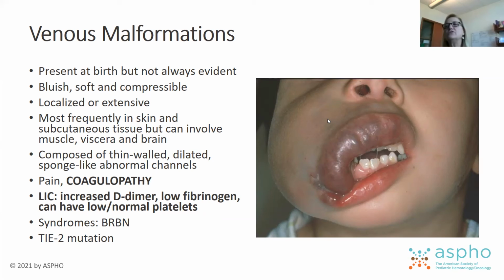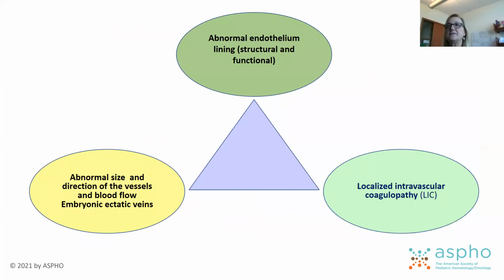You can have something called localized intravascular coagulopathy, but it's not necessarily localized because patients with these lesions can have increased D-dimers, low fibrinogen. So low fibrinogen, sometimes less than 60, but sometimes between 60 and 100. They can also have low normal platelet counts depending on how much disease they have. Venous malformations are associated with syndromes, one of which is blue rubber bleb nevus syndrome, and they're also associated with TIE2 mutations. Again, focus on the bold picture on this slide.